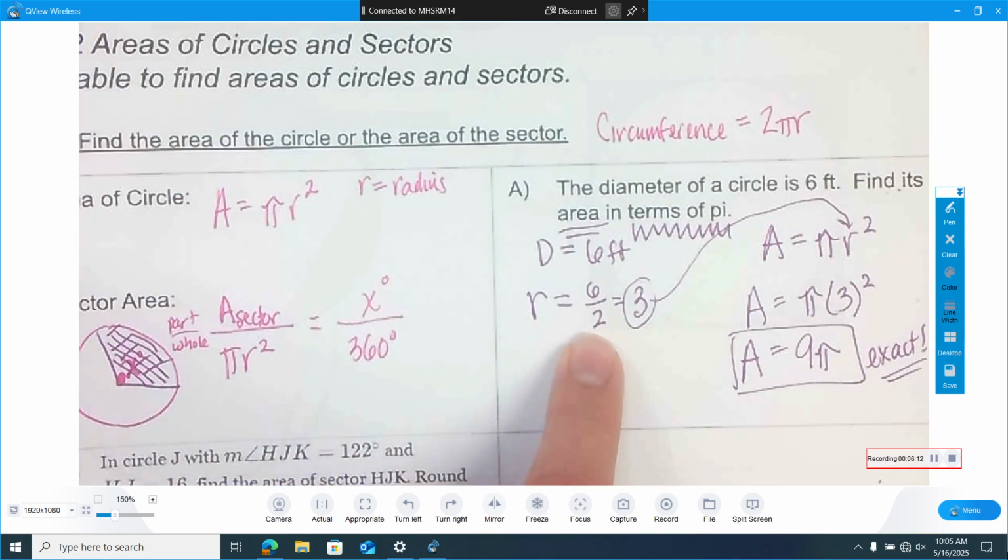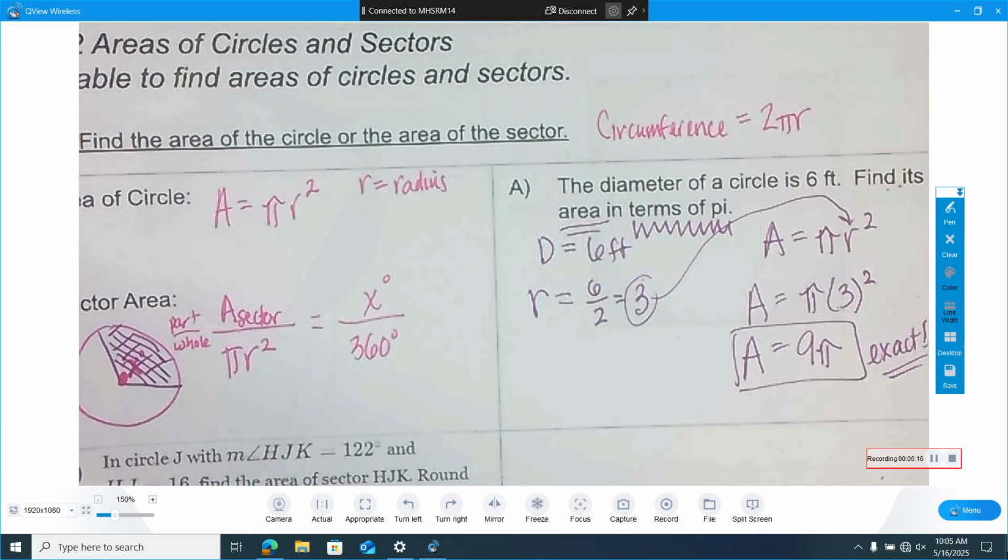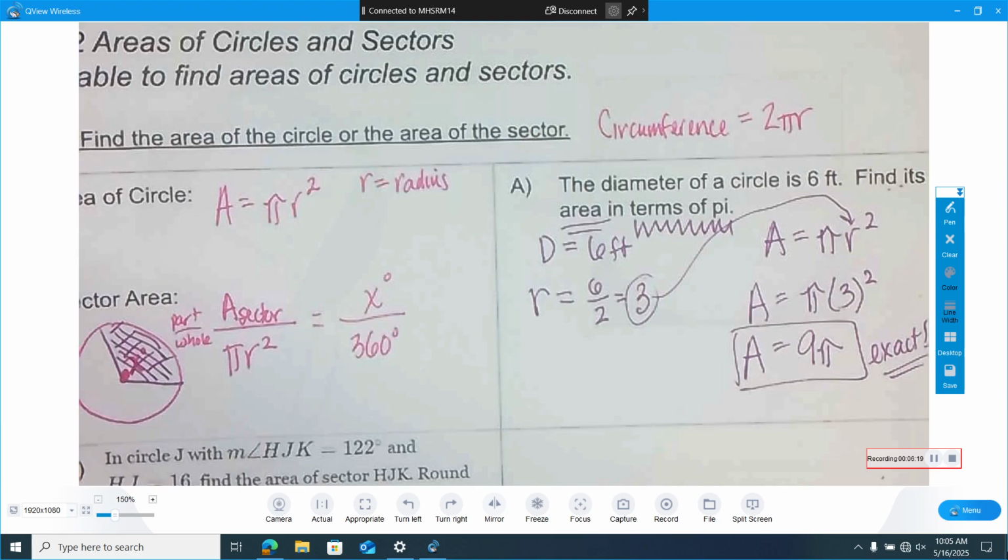Divide by 2? Oh, right. Because the diameter is big and the radius is small. Yeah? Okay. All right. So now letter B.